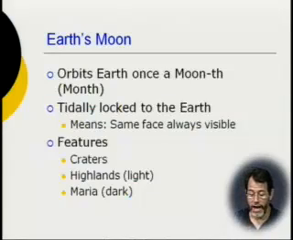Okay, so other attributes of the Earth's moon: it orbits the Earth once a month. So again, the moon is tidally locked to the Earth, always showing pretty much the same face. There are many craters on the moon. Again, there are many craters on the Earth, but many of them have been wiped out by erosion. But on the moon, there's nowhere near that kind of erosion, so the craters pretty much stay.